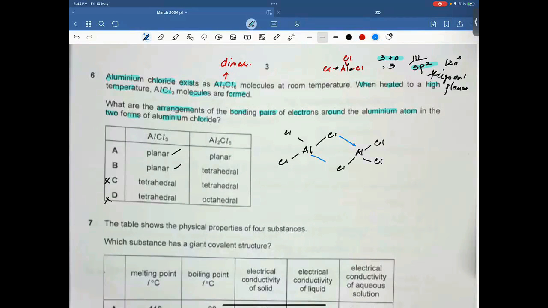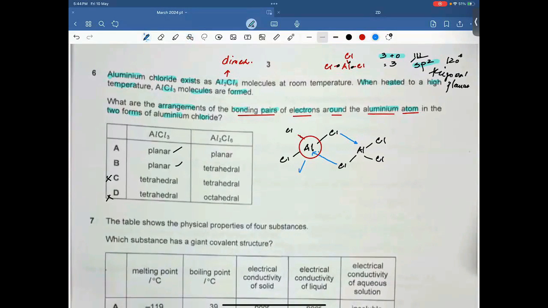And this is the dative one. Okay, an examiner is looking for the bonding pair of electrons around aluminum atoms only. So around this aluminum atom, we have 4 single bonds and 0 lone pairs, which means the total is going to be 4.